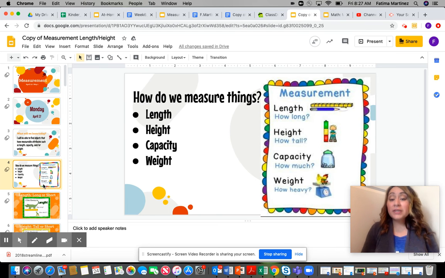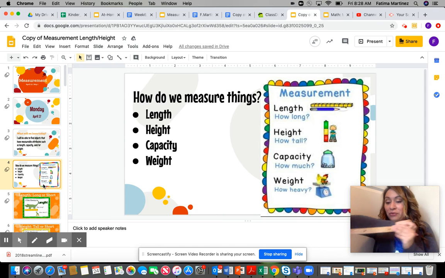And so this week, we are going to focus on two of those. We're only going to focus on two of those, but I wanted to give you more information about each one so you were familiar with them. So, really quickly, before we start, length is how long something is. So, when we measure length, we can measure things with what is this? A ruler, yes. And so we use a ruler to measure length.